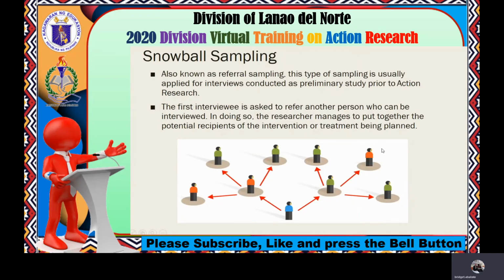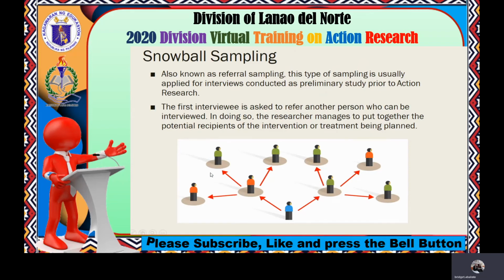Snowball sampling is also known as referral sampling. This type of sampling is usually applied for interviews conducted as a preliminary study prior to an action research. The first interviewee is asked to refer another person who can be interviewed. In doing so, the researcher manages to put together the potential recipients of the intervention or treatment being planned.